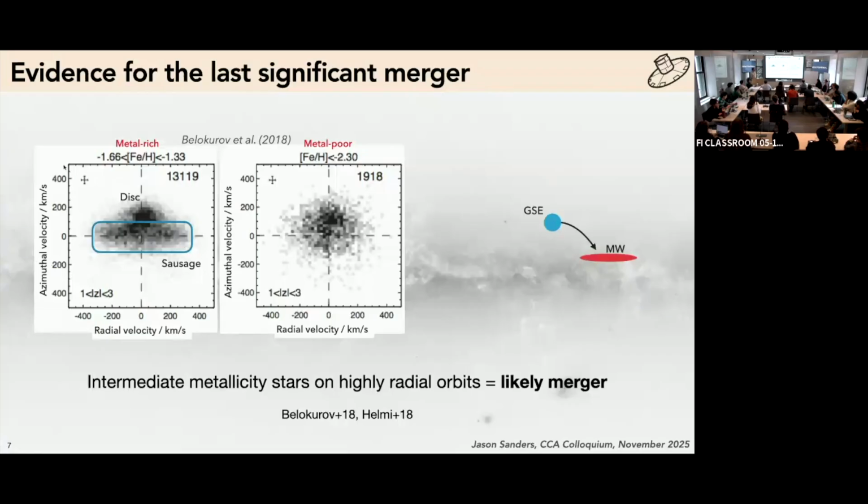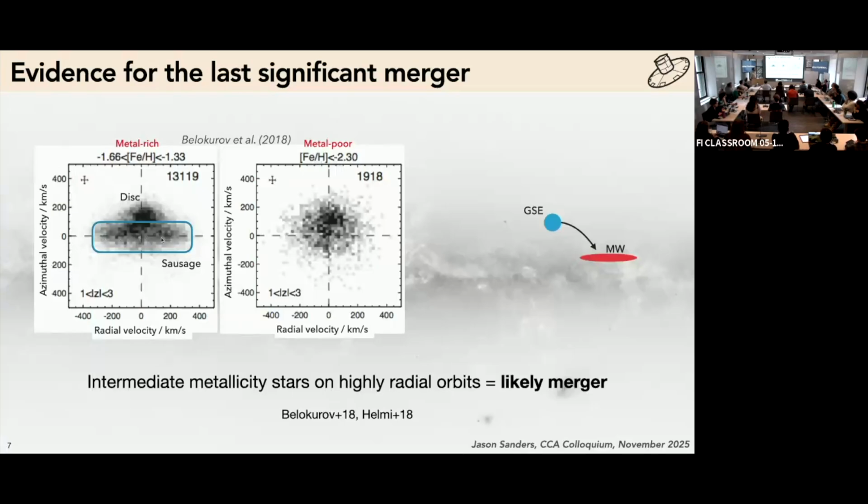Here, these are diagrams of azimuthal velocity, so velocity round and round in the galaxy, against radial velocity, so the in and out velocity. And there are 2 metallicity bins shown. They're both metal poor bins, but these are the more metal-rich, metal-poor stars, as it were, and these are the metal-poor stars.